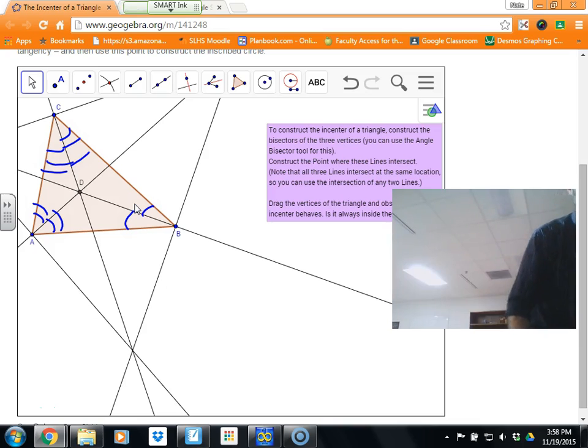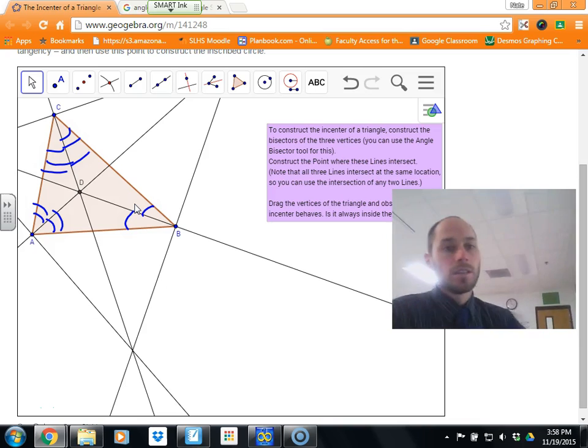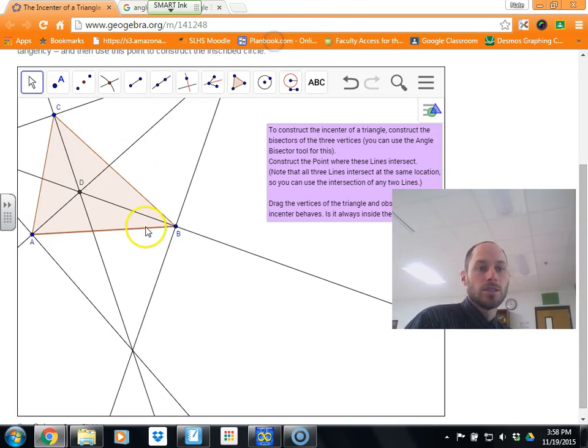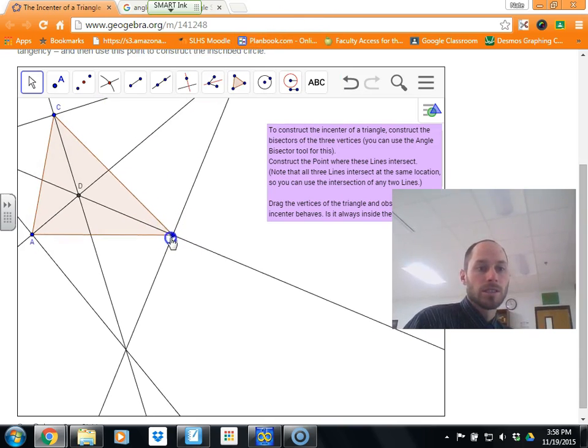Okay, you can see that those angle bisectors, all their lines meet at one point. Remember, we call that a point of concurrency. It's where all of those lines meet, and it could be inside the triangle, outside, or could even be on the triangle. In this case, it's inside the triangle. Okay, so I'm going to drag those points around and see what happens to that point of concurrency.